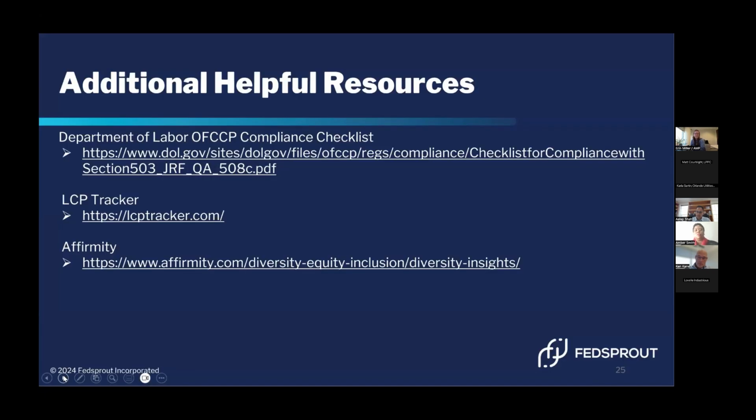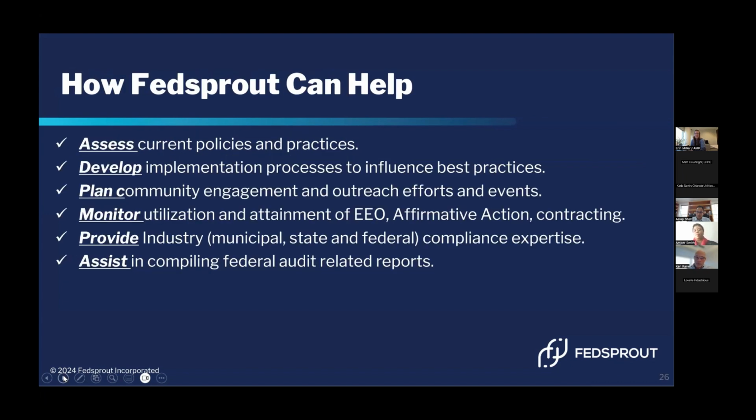So here are some additional resources. Here's the OFCCP checklist. It has the steps that we talked about, but it also has other tips and tools that you can use in terms of implementing affirmative action. There's information about SCB tracker and also Affirmative as well. Now, at this point, I'm going to pass over the stage to Elap, who's going to tell you a little bit about Fedsprout and how we can help you out in this quest of implementing affirmative action.